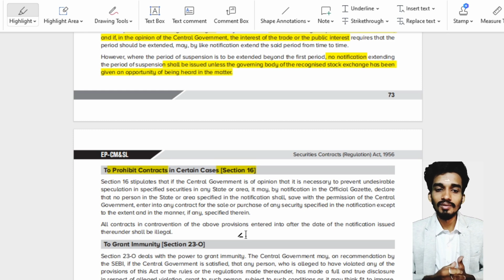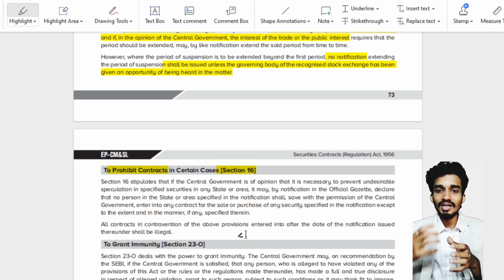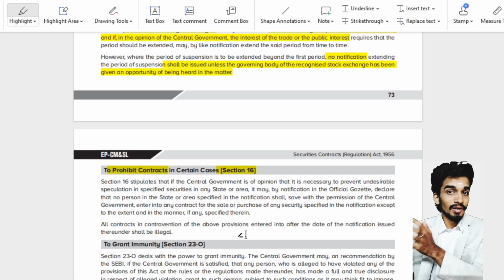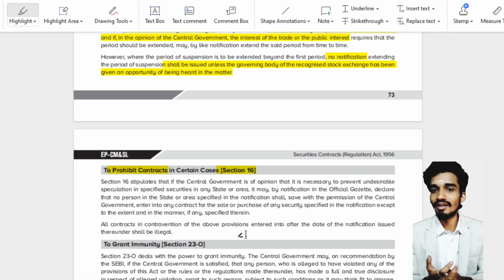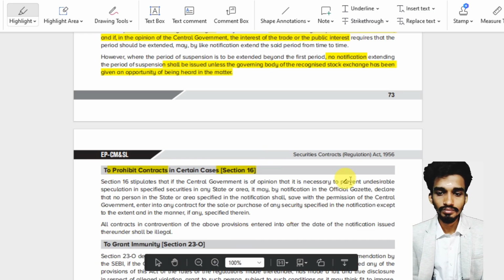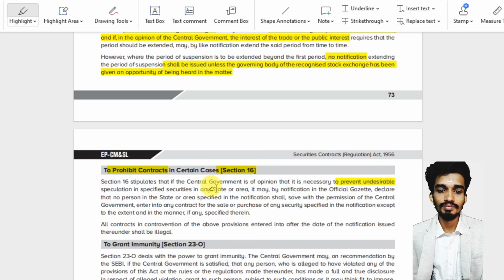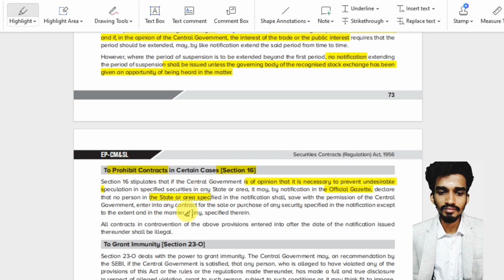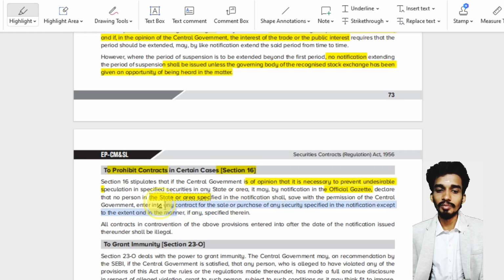So let's say, for example, the central government is satisfied. The central government is prohibiting any contracts, any transactions from neighbouring countries like Pakistan, Bangladesh. Likewise, they can also prohibit any undesirable speculation which is happening in a particular state or any area, which can be notified in the official gazette. So no person in the state, that is within India, can enter any contract, for the purpose of preventing any undesirable transaction.